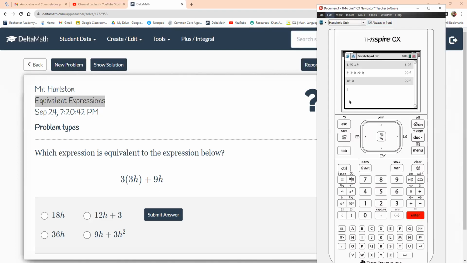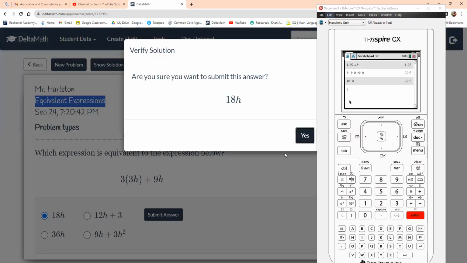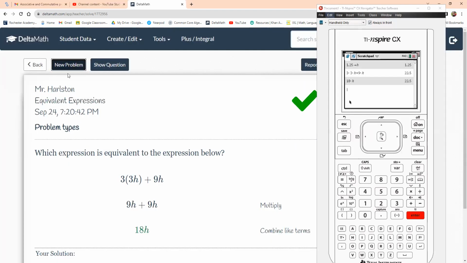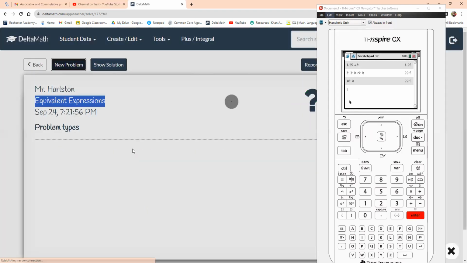And that's the answer. That's it. Because 3 times 3 is 9, 9 plus 9 is 18. This is our answer. You don't have to check anything else. Press submit. It's done. Let's do one more.